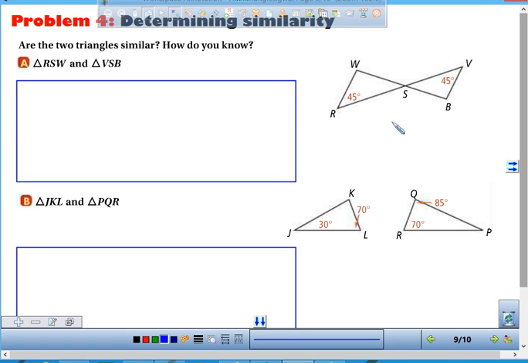So triangle RSW and then VSB. Do we have one pair? Yeah, that's easy to see, right? We have to find another pair. Can I find anything else? What can you find? Tim? Where the lines intersect here? What do you know? This angle and this angle? Why do you say they're the same?